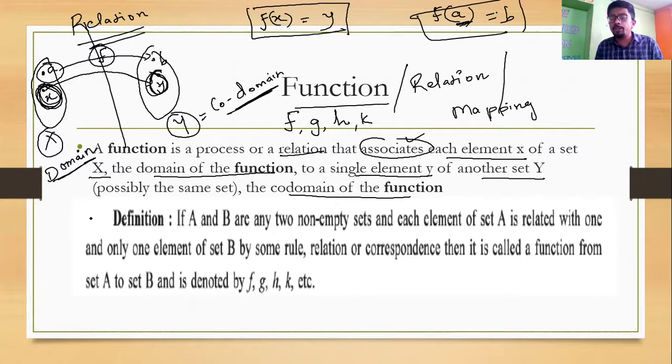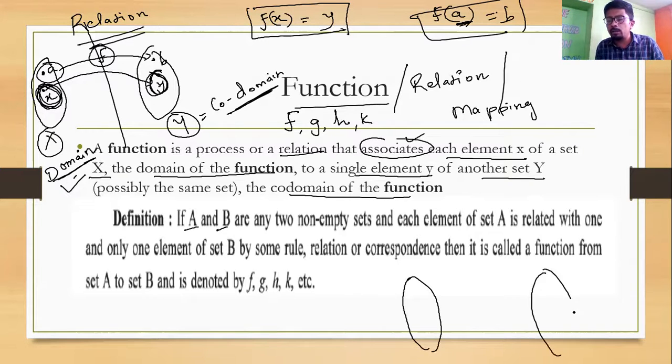We have one more definition. This one is a somewhat easier definition, but we have one more definition that is given in your textbook. What is the definition? Have a look at it. If A and B are two non-empty sets, likewise we have taken x and y, we can also take A and B. So let us take two sets.